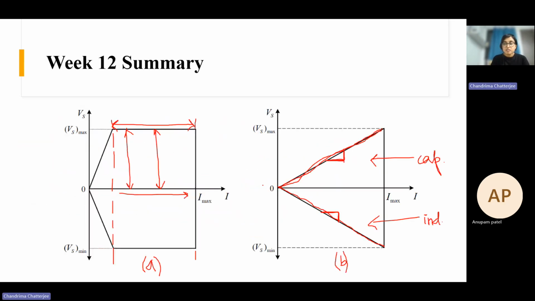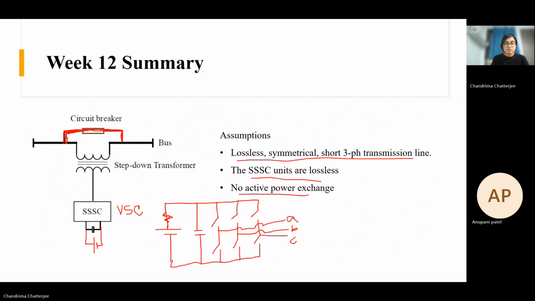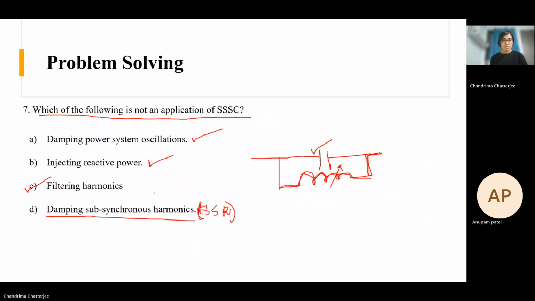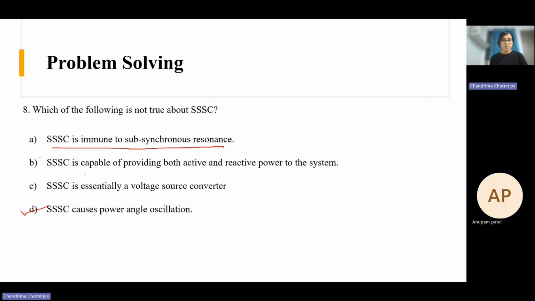Now when we were discussing the SSSC equivalent circuit, there was an assumption that there is no active power exchange, only reactive power compensation is happening, right? But if you just add one active source here, then active power exchange is also possible. But there has to be an active DC source here. Then active power exchange is also possible. So SSSC is capable of providing both active and reactive power. This is true.